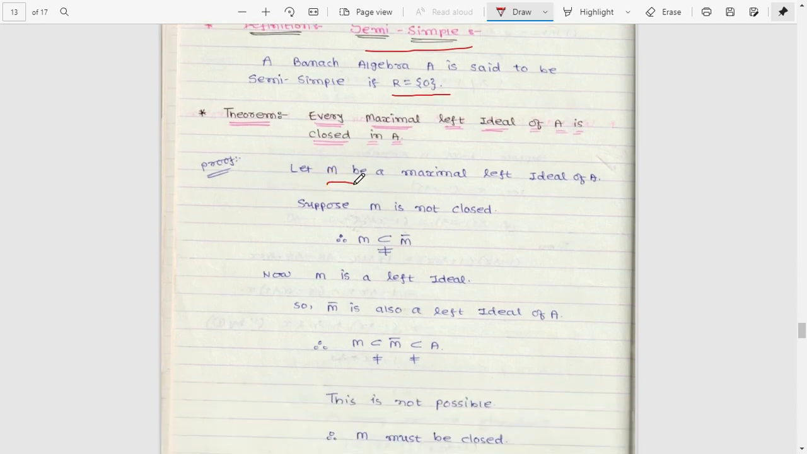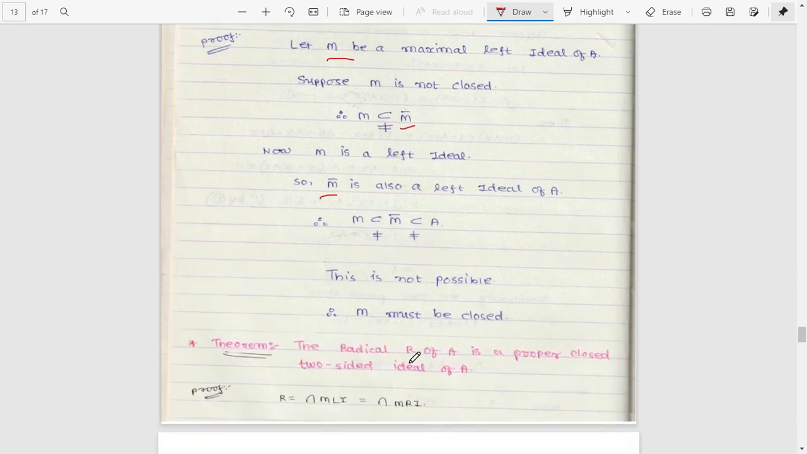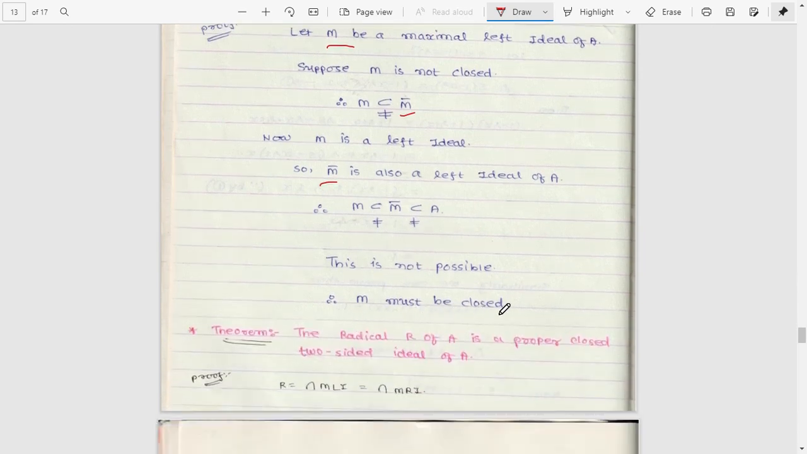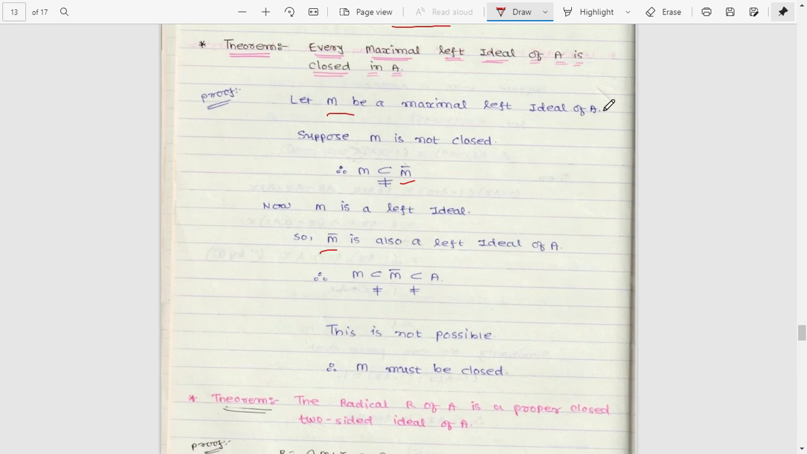Let M be a maximal left ideal of A. Suppose M is not closed, so M is a proper subset of M closure. Now M is a left ideal, so M closure is also a left ideal of A. So M is a proper subset of M closure, a proper subset of A. This is not possible, so M must be closed because M is a maximal ideal of A. So every maximal left ideal of A is closed in A.